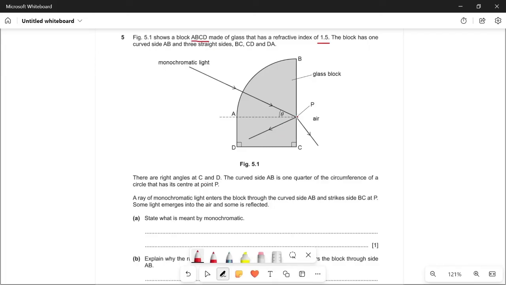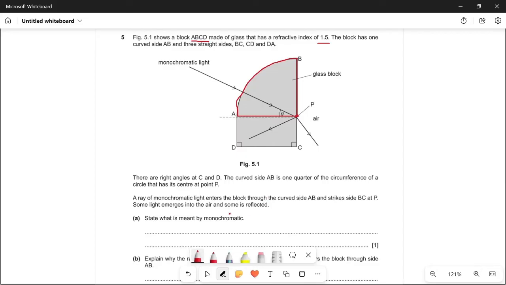So this is point P, and then this quarter circle is 1/4 of a full circle with a center of P. A ray of monochromatic light enters the block through the curved side AB and strikes side BC at P. So it strikes side BC at P, right at the center. Some light emerges into the air and some light is reflected.